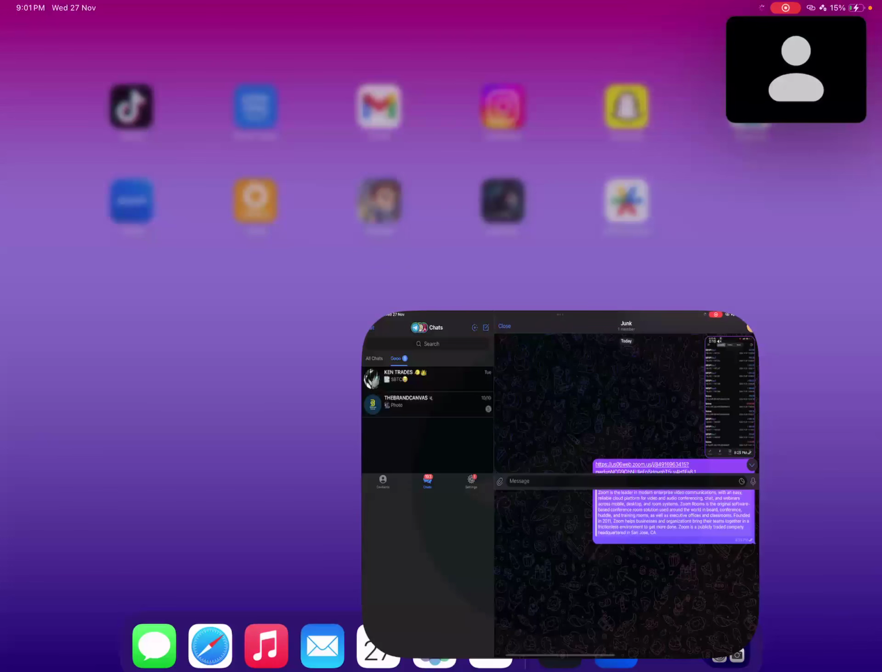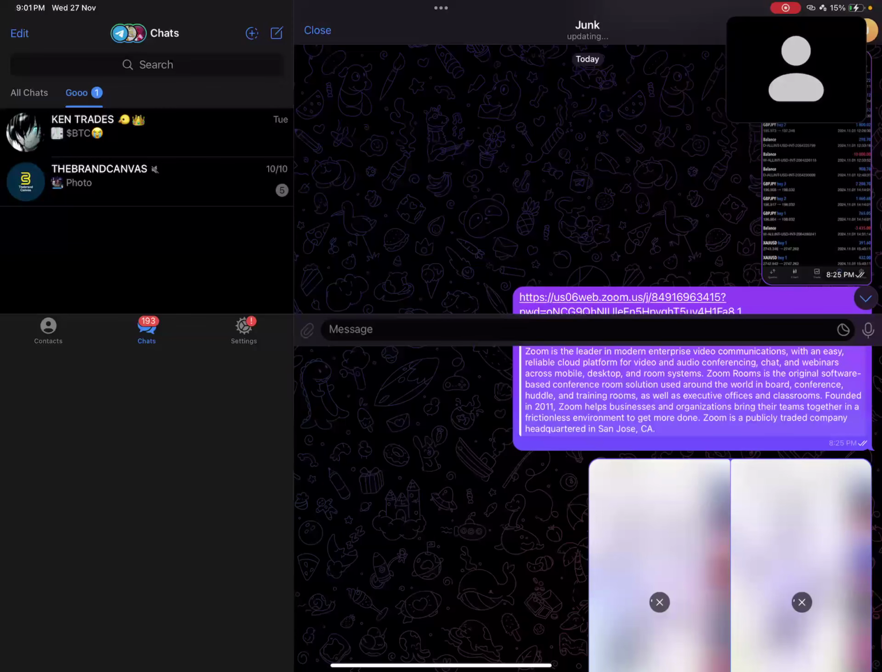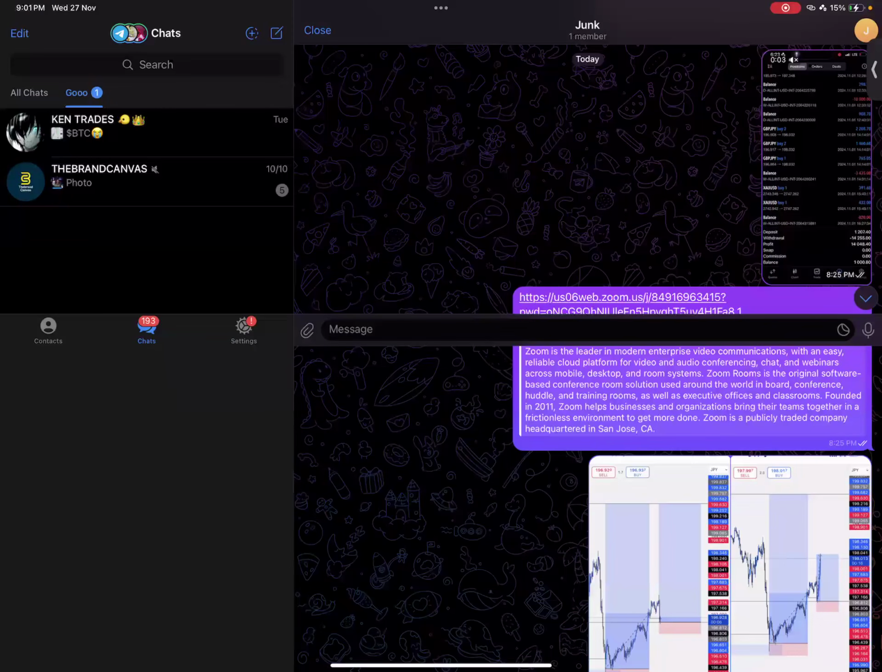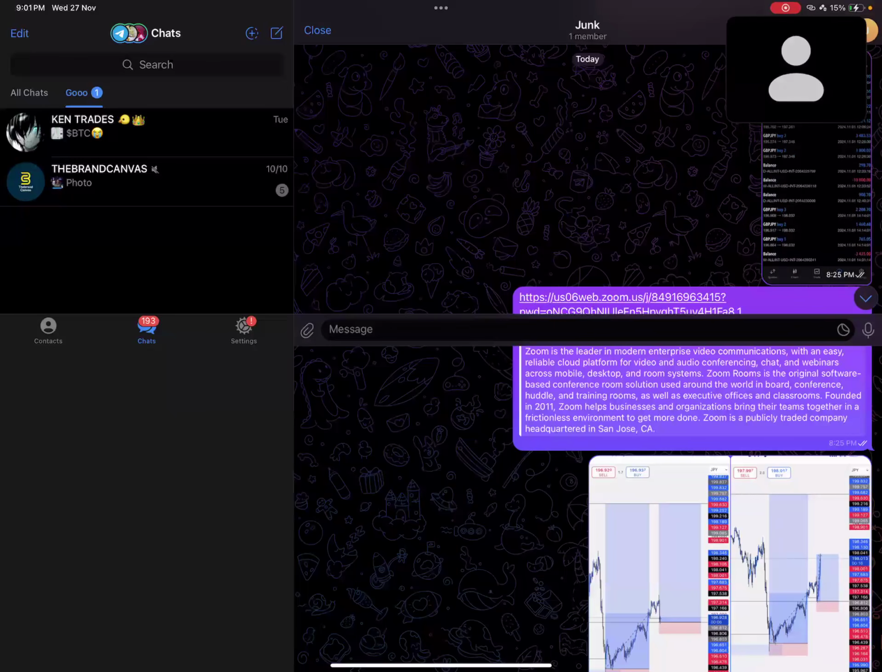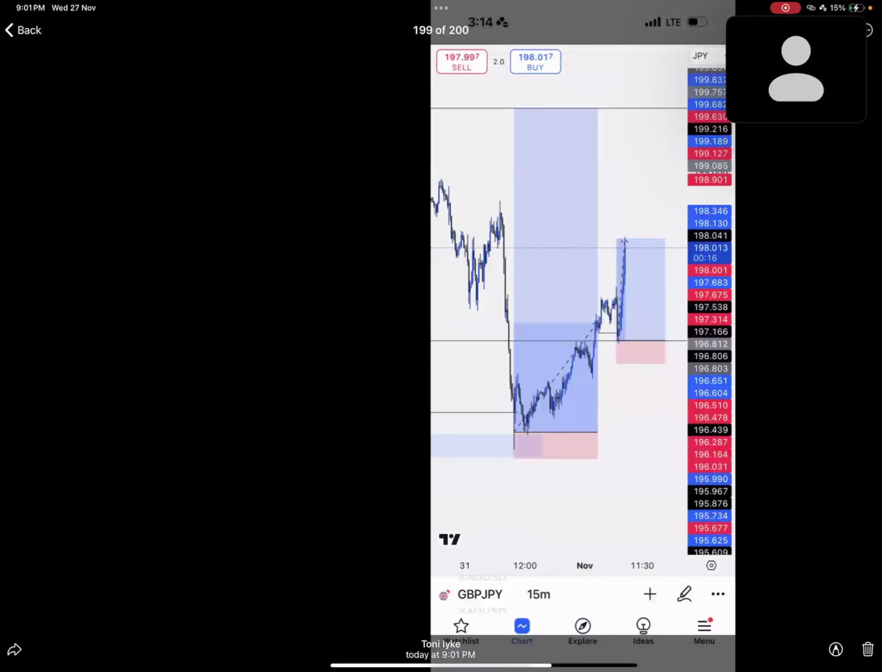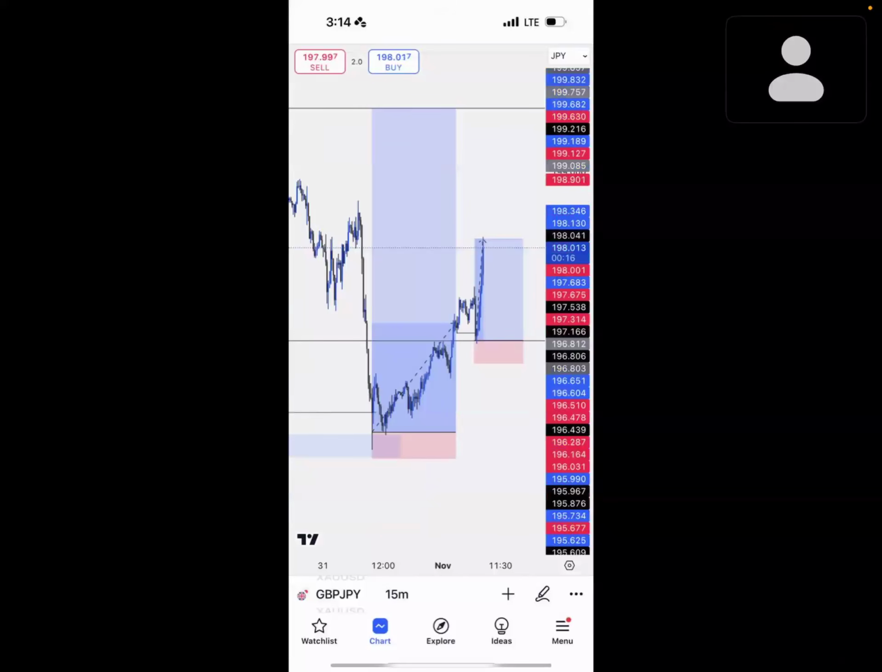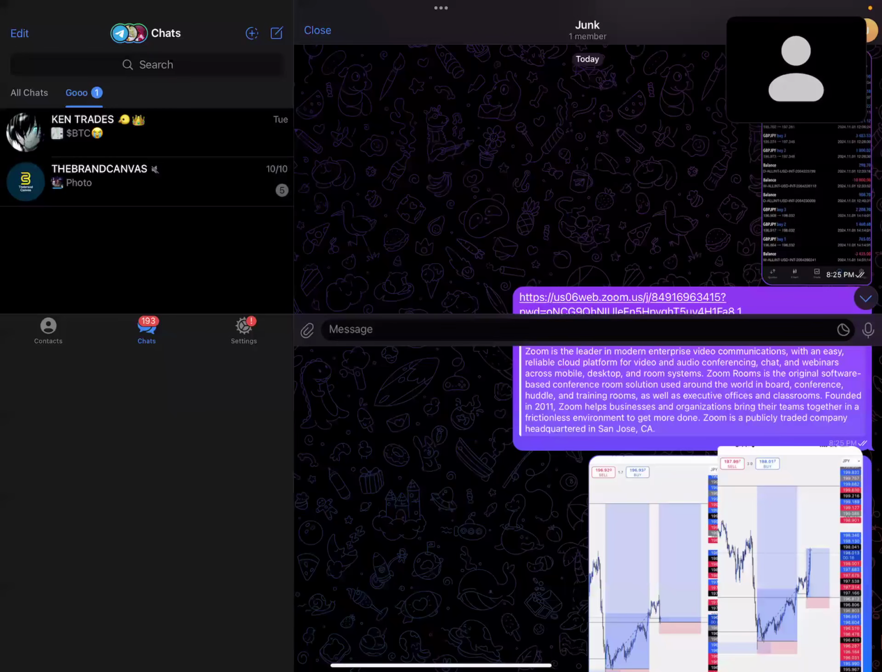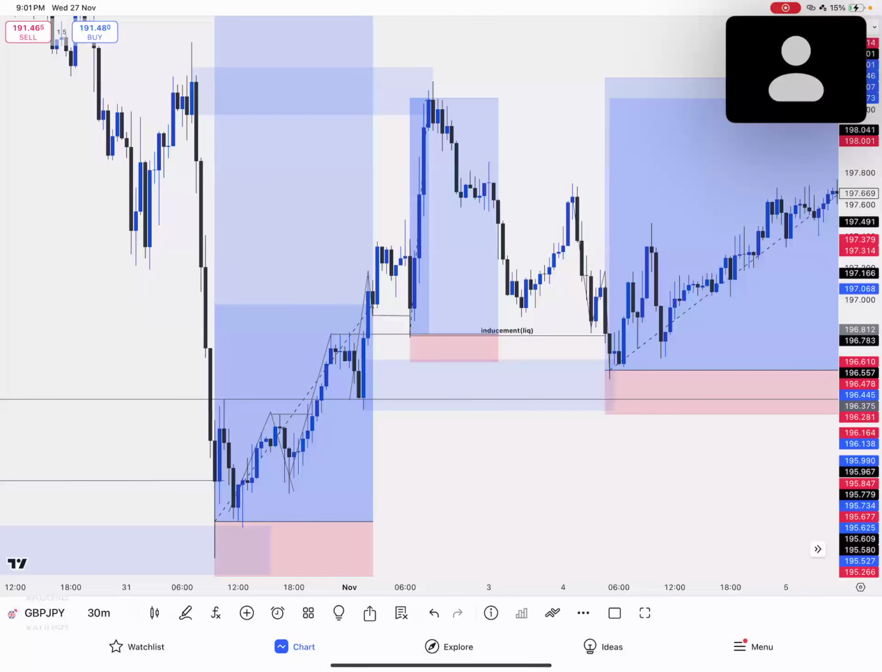So as I'm teaching, I'll be showing evidence that you practice what you teach. You just don't teach it. So this trade now, this was the breakout structure or the inducement. Then this was the trade here. Understand? So is this particular trade right here?